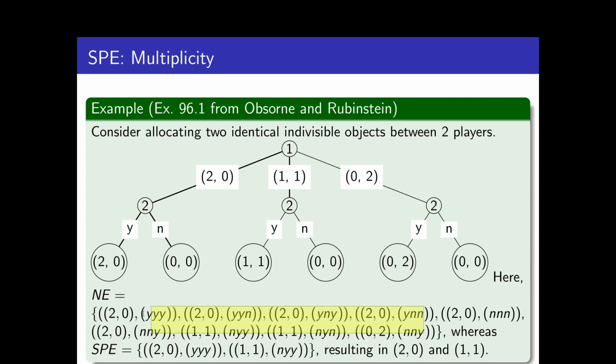So she can do whatever she wants. For all of those strategies of player 2, they are all best responses to the strategy of player 1, 2-0, because the strategy of player 1, 2-0, does not let player 2 get anything anyway. So these are all best responses.